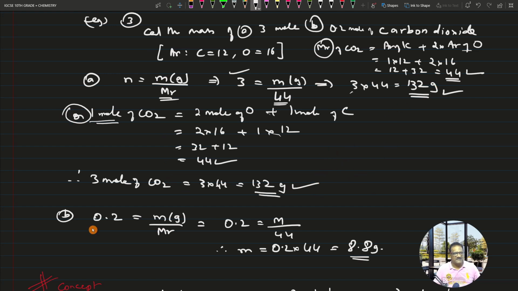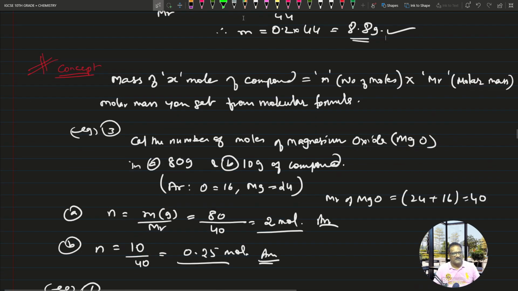Now the B part: 0.2 moles is how many grams? So 0.2 equal to m upon MR. So 0.2 equal to m upon 44. So m will be 0.2 into 44. That works out to 8.8 gram. Okay. Now let us move on to the next one.